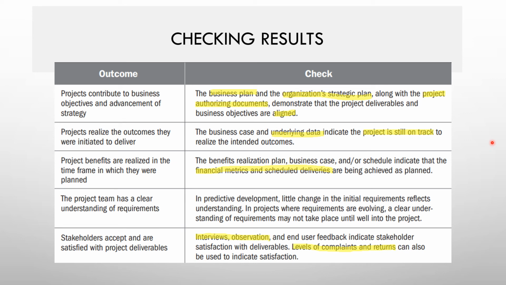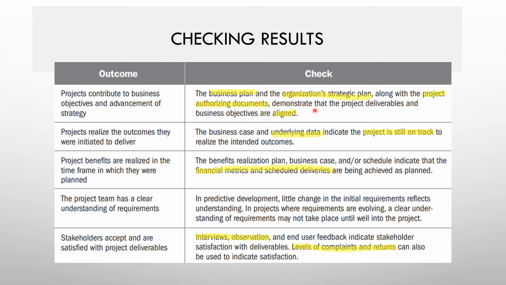Right. So with that, we are coming to a conclusion of this video. So finally, now we'll touch upon how do I check the results of my desired outcome. We discussed, when we started this video, 5 desired outcomes, right? The project contributes to the business objectives and advancement of the strategy. How do I check effective execution of this desired outcome?